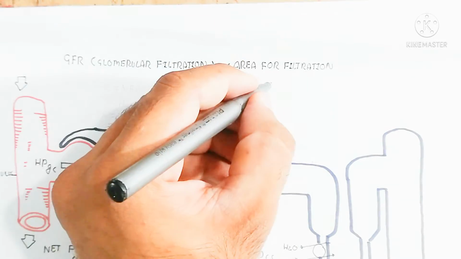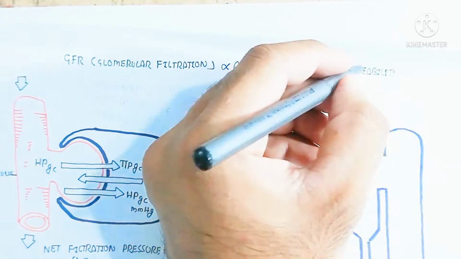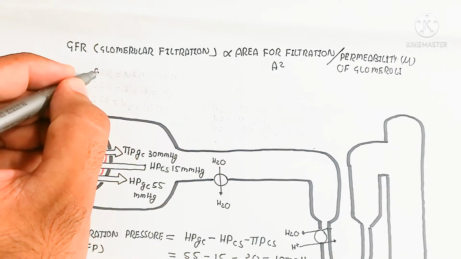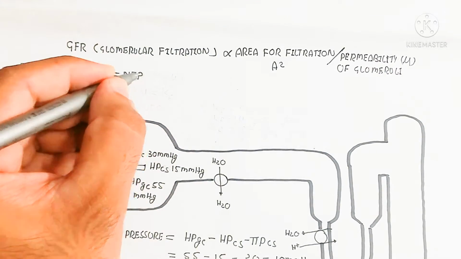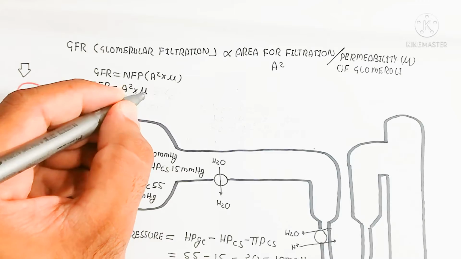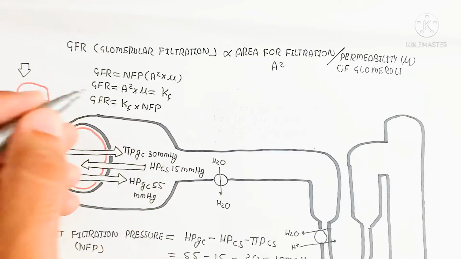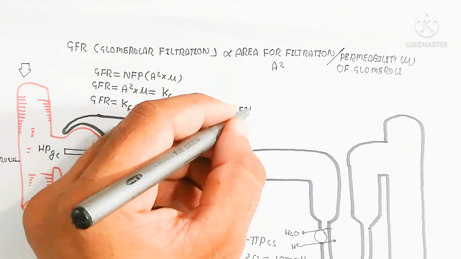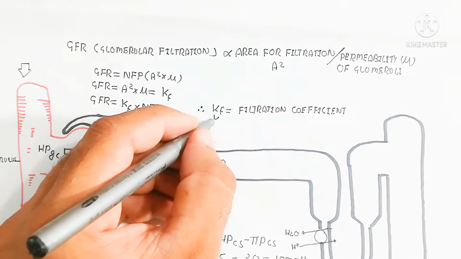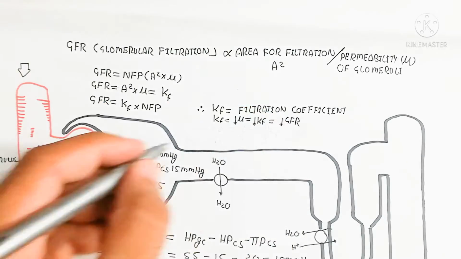So here the glomerular filtration is directly proportional to the area for filtration and the permeability of the glomeruli. So the permeability is very important, as well as the area. Let's begin to understand. Here the glomerular filtration is equal to the net filtration pressure. Basically, the glomerular filtration rate depends on the area as well as the permeability, and the multiplication of the surface area and permeability is equal to the filtration coefficient of the glomerular filtration rate.